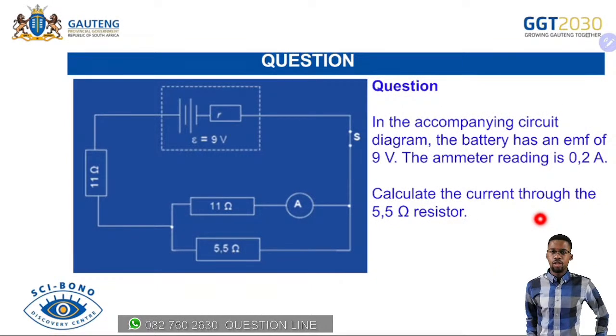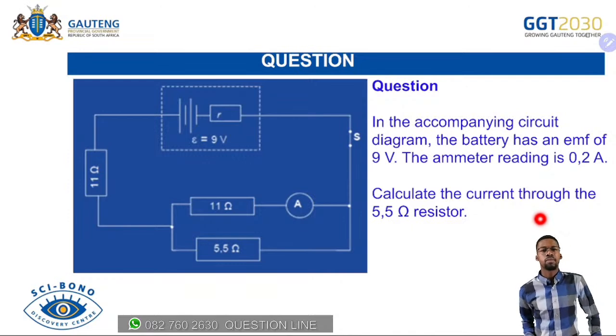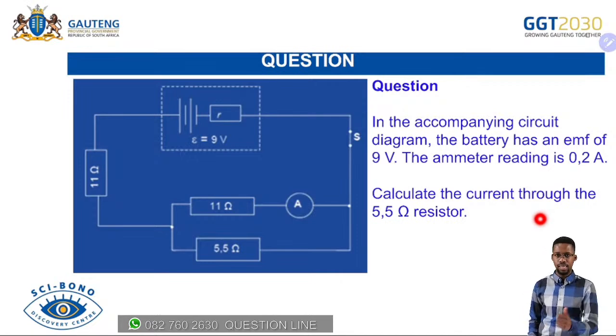Now, I'm interested in your response to this question. The first thing that you need to look at is the diagram itself. You can see that this diagram is a combination circuit, series and parallel. You look at the resistors, how they are connected. These ones are connected in parallel and they're in series to this resistor. So let's look at the question. In the accompanying circuit diagram, the battery has an EMF of 9 volts and the ammeter reads 0.2 amperes. So this ammeter reads 0.2 amperes.